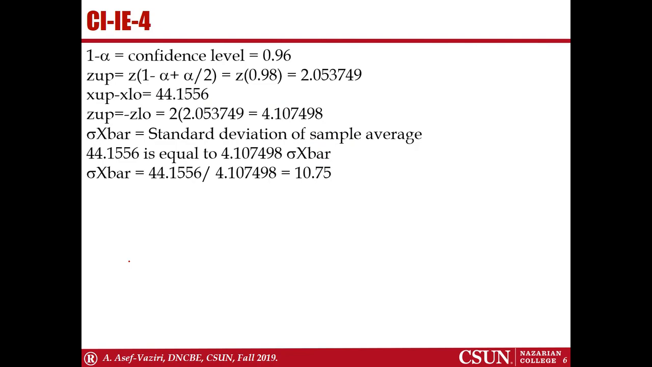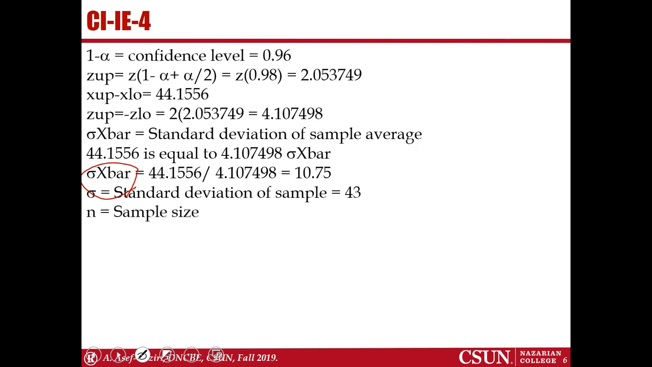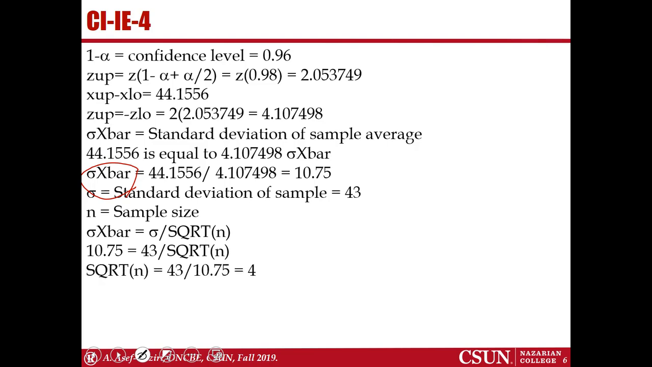Now we have a relationship between the standard deviation of the average and the standard deviation of a random variable. If the standard deviation of the random variable is 43 and n is the sample size, then the standard deviation of the average is equal to the standard deviation of the sample divided by square root of n. That one is 10.75. This one is 43. We get 4, then square it, and we get 16.